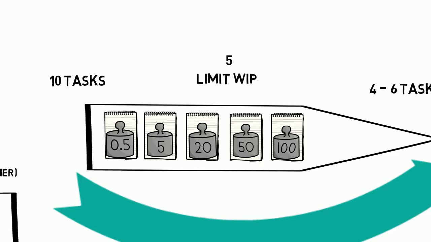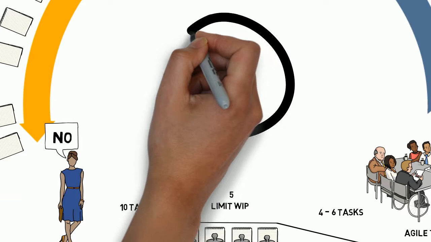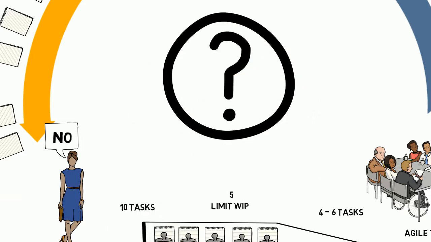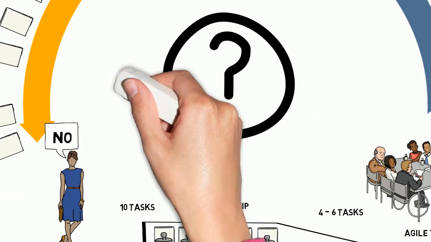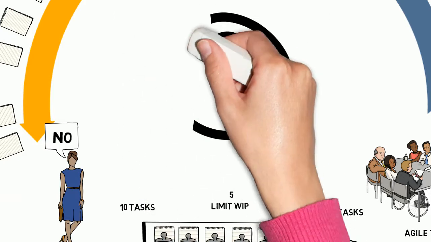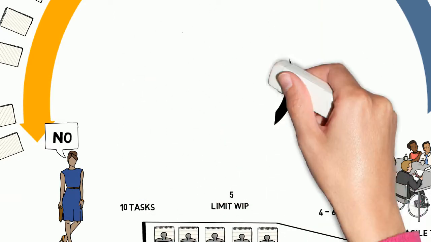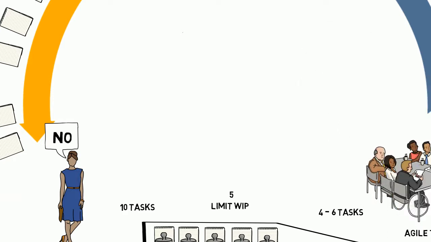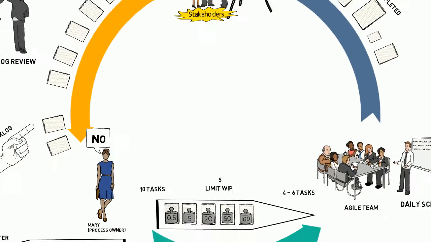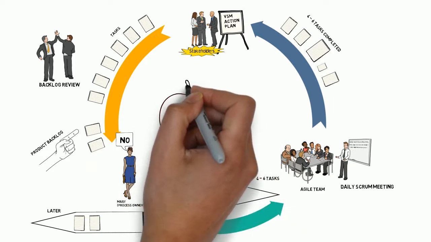But wait a second. How does Mary know the value of a task? And how does she know how much effort is required? Well, here is the bad news. She doesn't. It's a guessing game, and it's a game that everyone is involved in. Mary continuously talks to stakeholders to find out what they value, and she continuously talks to the team to find out what they think in terms of implementation effort. These are relative guesses, not absolute numbers.